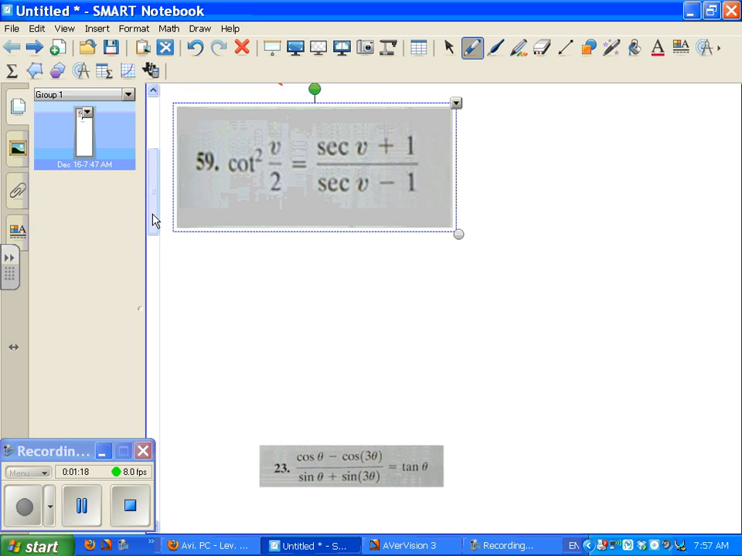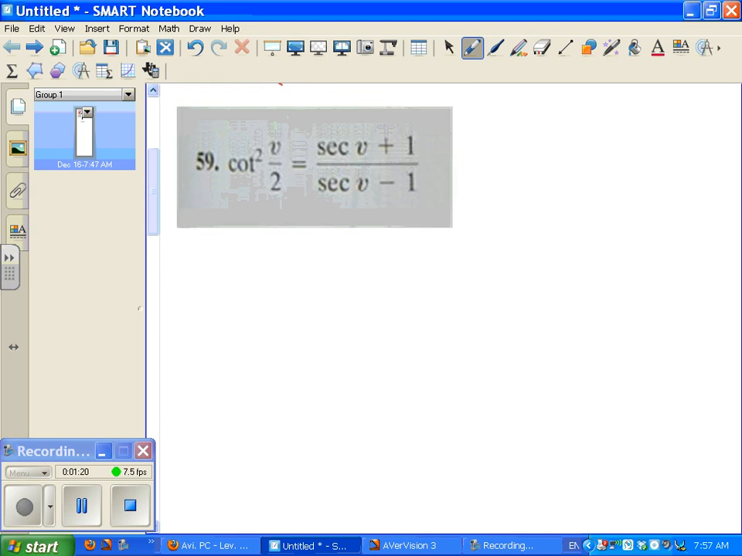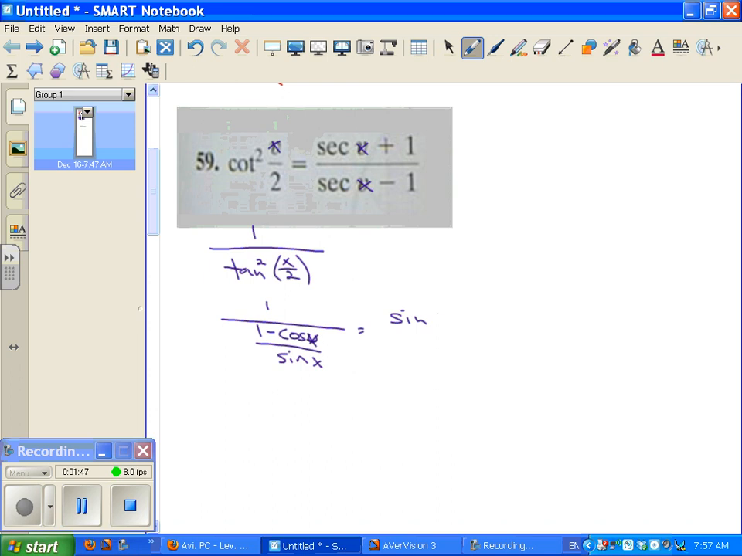All right, same idea on this one. I don't have a cotangent formula, but I do have a tangent one. So we can say that this is 1 over tangent squared of x over 2. All right, so I have the squared version of this, so this is going to be 1 over 1 minus cosine over sine. All right, so when I multiply by the reciprocal, I'm going to get sine of x over 1 minus cosine.